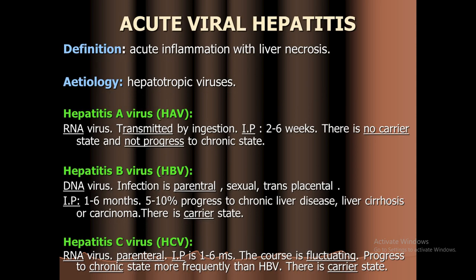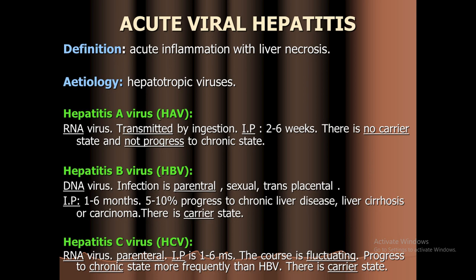Now let's start with inflammation of the liver. Inflammation of the liver is called hepatitis. The most common cause of hepatitis is viral hepatitis, either acute or chronic. Let's start with acute viral hepatitis. It's acute inflammation with liver necrosis due to viruses.